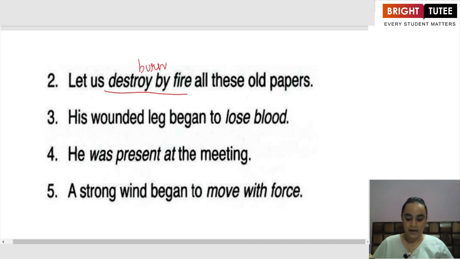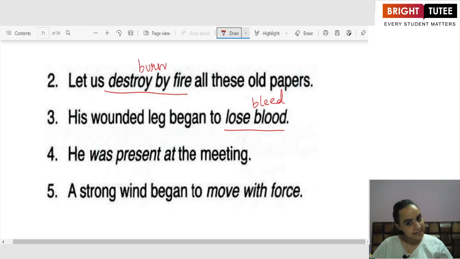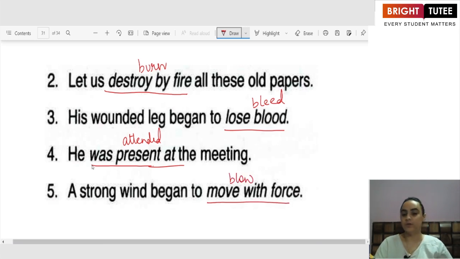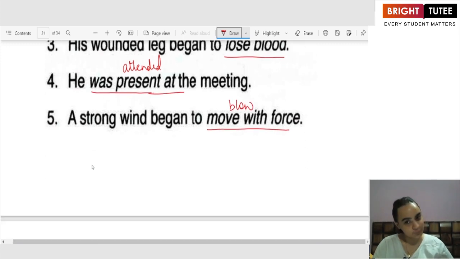His wounded leg began to lose blood. So lose blood, what can I replace it with? Bleed. He was present at the meeting. Was present at, how can I replace this? He attended the meeting. A strong wind began to move with force. So a strong wind, move with force. How can I replace it? Blow. A strong wind began to blow.